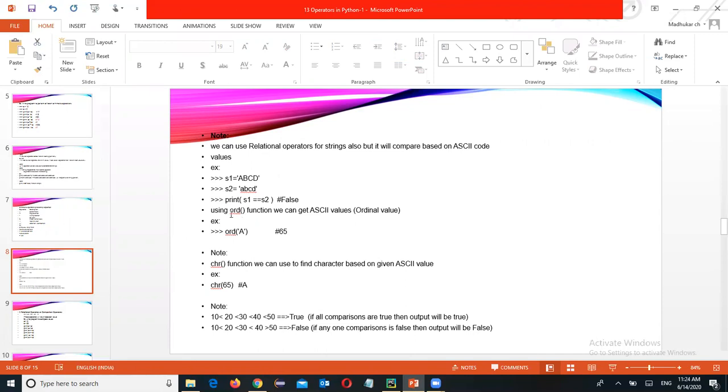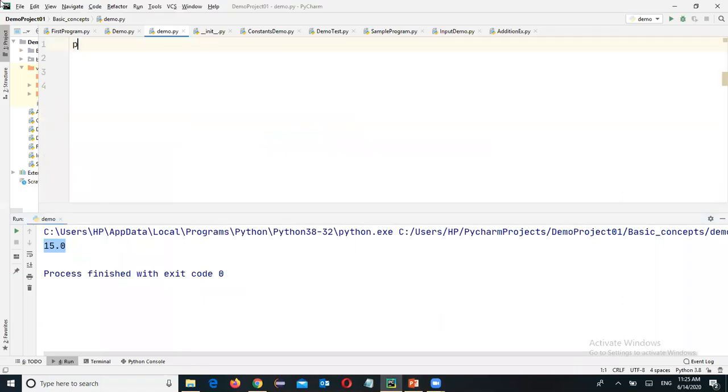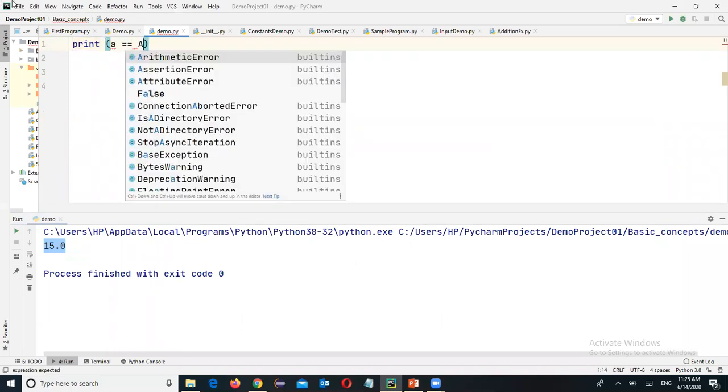Now here, suppose I have string values and I want to go for the comparison. How is it going to compare the string values? By default it converts them into ASCII values, then compares. Numeric values you can compare, string values also you can compare, but using ASCII. To get the ASCII values for the characters we can use ord. In the same way, chr 65. Suppose I print a equal to a. What is the output?